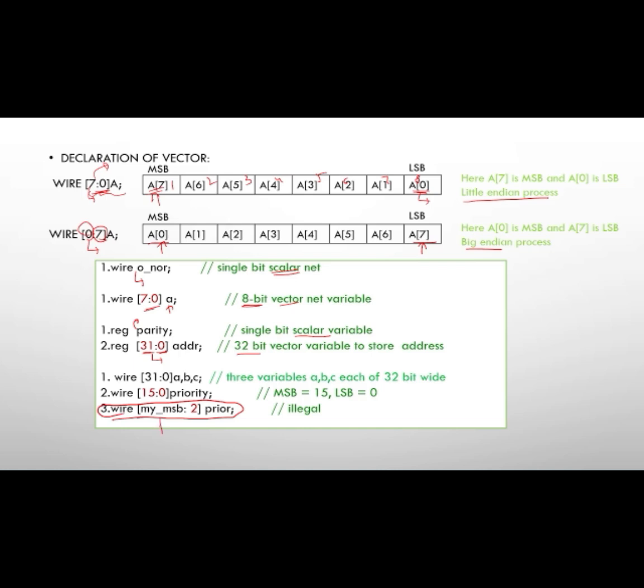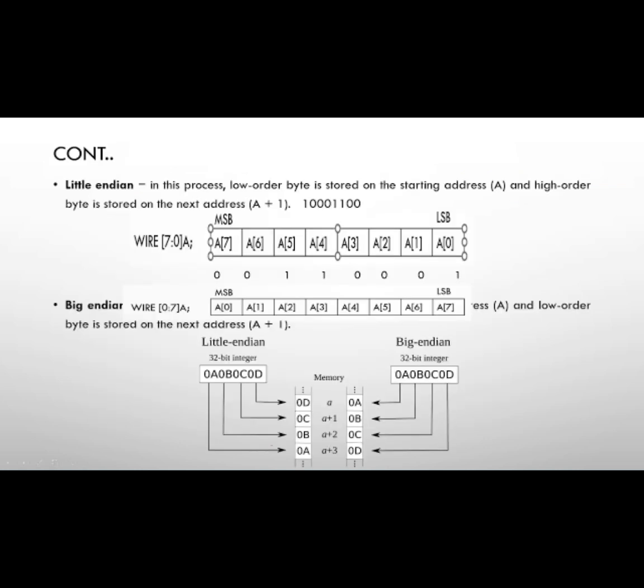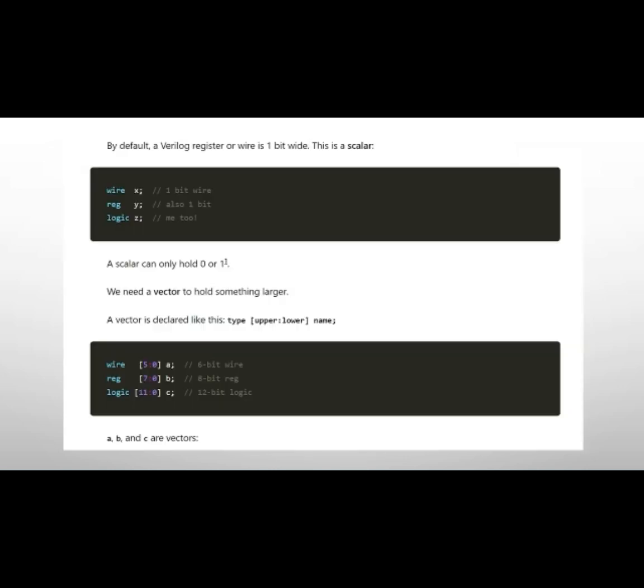Why? Because if you are giving it like this, my MSB is not any particular one, so the system doesn't know what to allocate. Then it will throw you an error alert that it is an illegal representation of the vector. And this is about little endian and big endian, which is how the memory locations are stored, right?